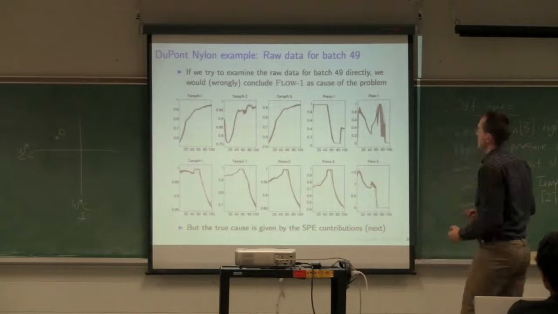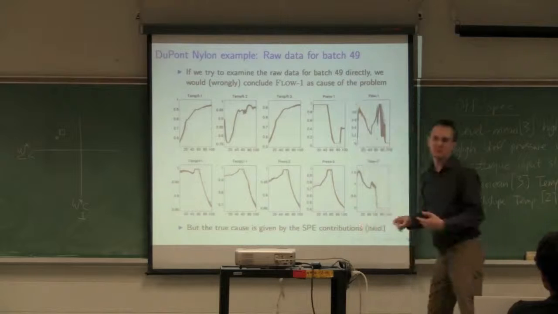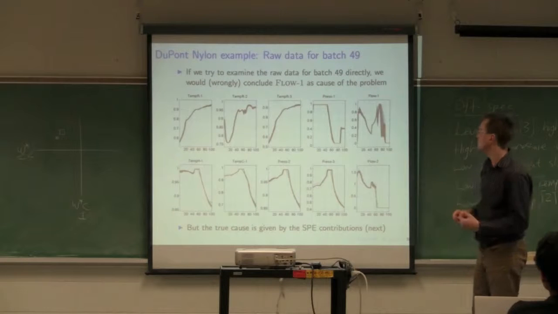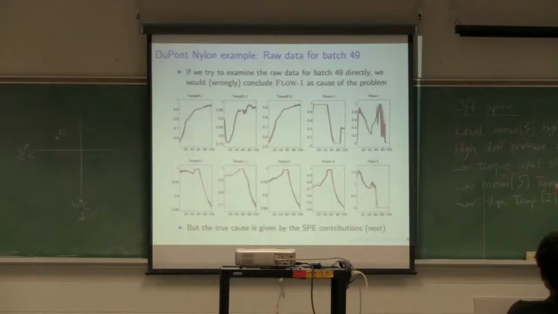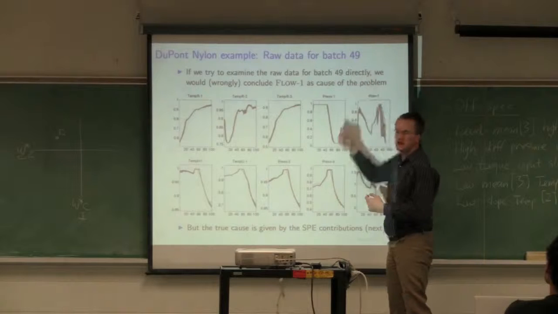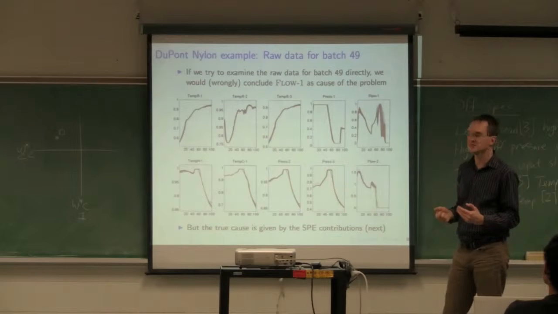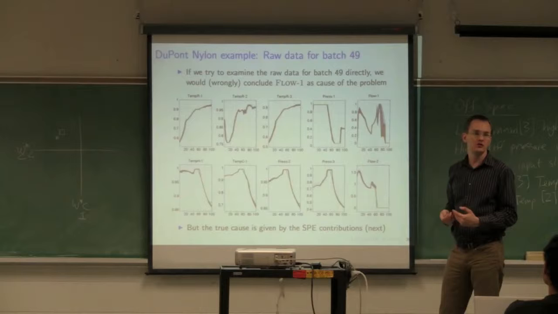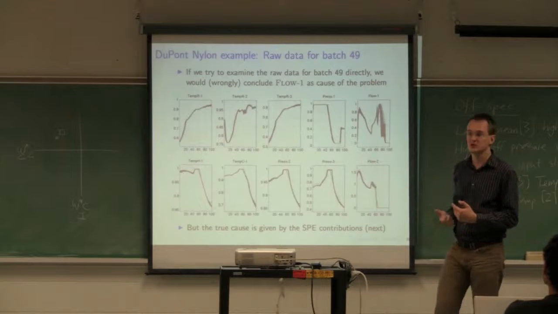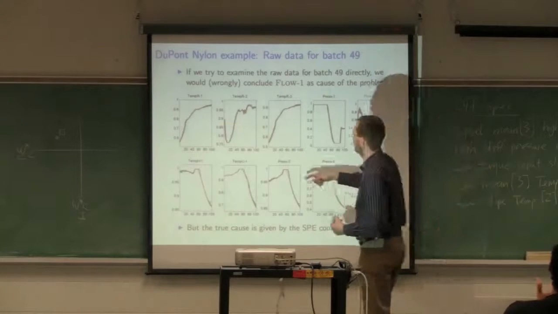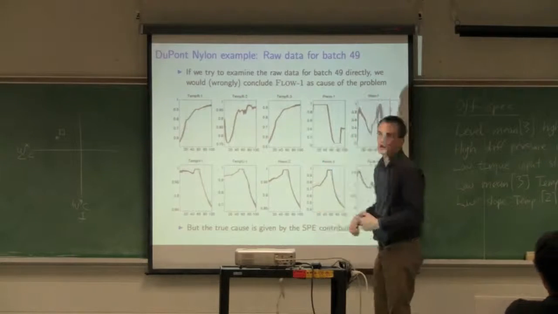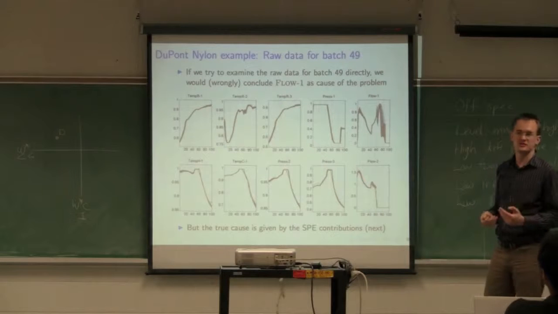Now, the reason why I did it this way is batch 49 was identified as having bad quality of the final product. So I'm taking a look at this from the company's perspective before they implemented this technology. If the company had detected that batch 49 had bad quality as measured by the lab, the first thing that they would do is go back to the raw data to see how the batch was operated. And one thing you can do is to overlay the bad batch shown here in red on top of good previous batches.